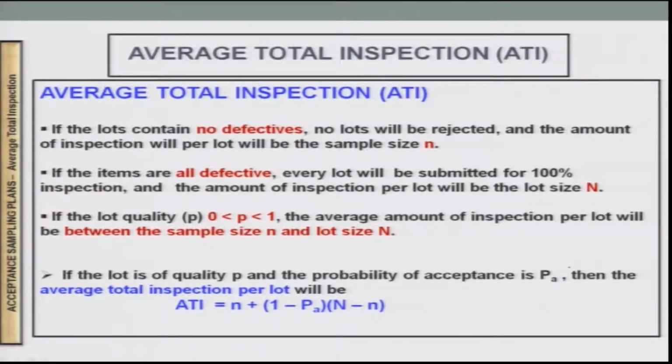So, as I am mentioning, I will read it again: the amount of inspection per lot will be the sample size n multiplied by the overall cost per item. If items are defective, every lot will be submitted for 100% inspection, and the amount of inspection per lot would be the lot size capital N, because now you are actually inspecting each and every item.